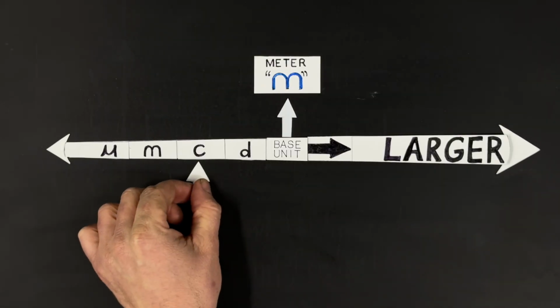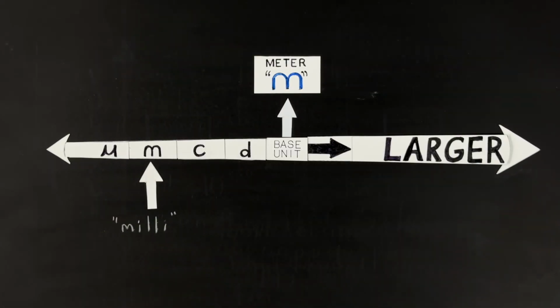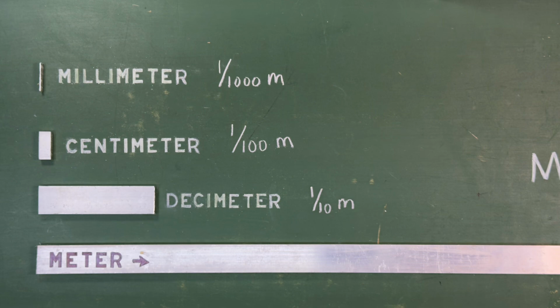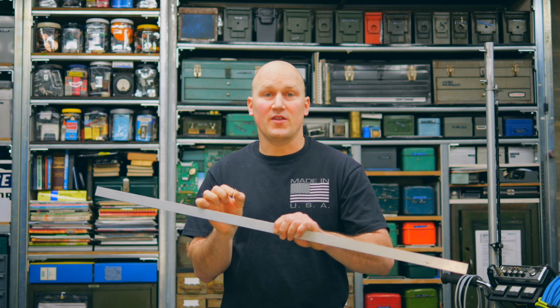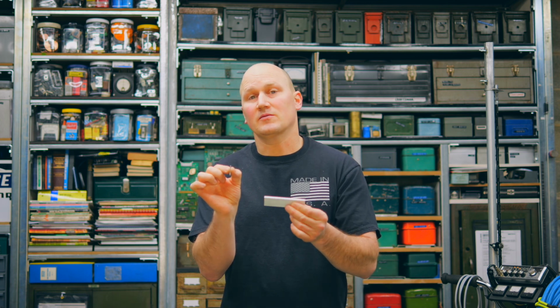Moving further in the smaller direction brings us to the prefix milli, abbreviated with a lowercase m. Milli means 1,000th. A millimeter is 1,000th of a meter. In other words, there are 1,000 millimeters within a meter. There are 10 millimeters within a centimeter and 100 millimeters within a decimeter.